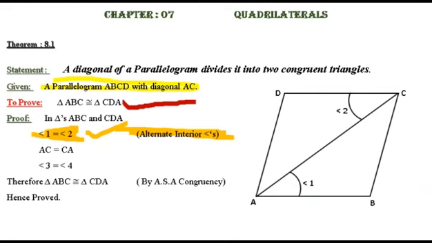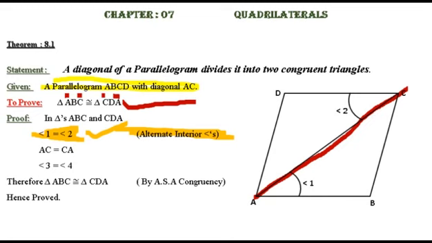Next step is AC equals CA. This actually means that this side AC is common in both the triangles. So why AC equals CA? Why not AC equals AC? Because if you look at the correspondence, A then C, then I have to write down C then A. This is because of the correspondence. We will discuss that in a moment.